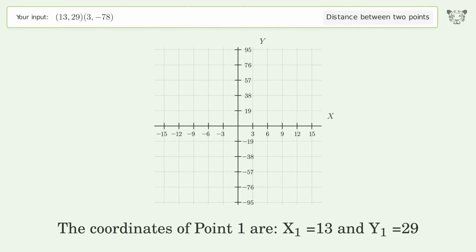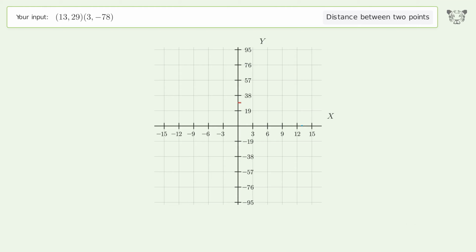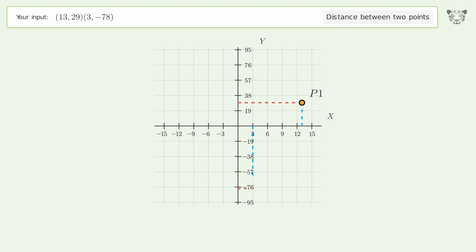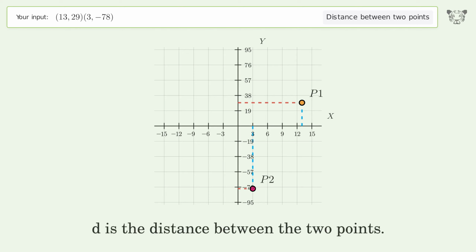The coordinates of point 1 are x1 equals 13 and y1 equals 29. The coordinates of point 2 are x2 equals 3 and y2 equals negative 78. D is the distance between the 2 points.